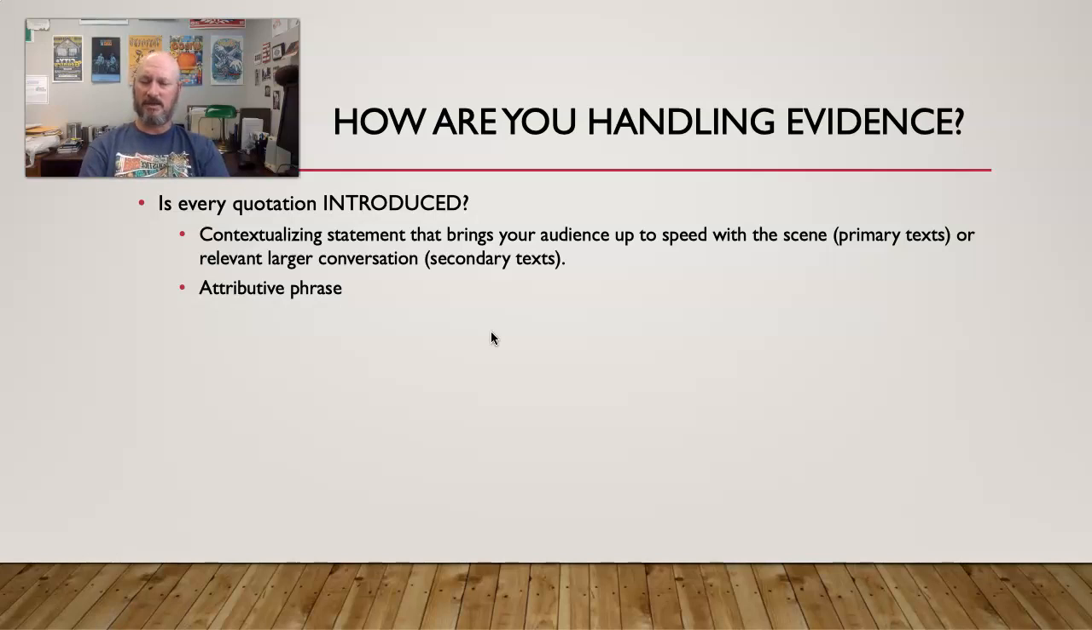The second thing you're going to need to do is have that attributive phrase and make sure those attributive phrases, if you're writing about primary texts, are attributing it to characters. We very rarely want to do so-and-so writes. Instead, we want to have a character observes. We want to have the story, the narrative doing the action.